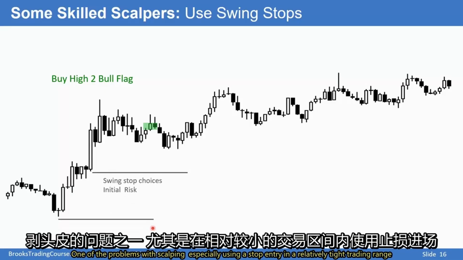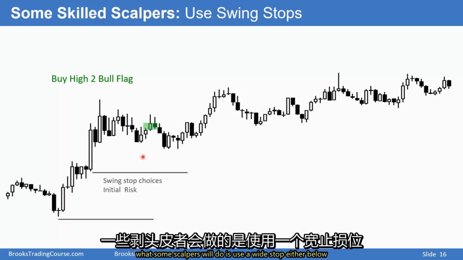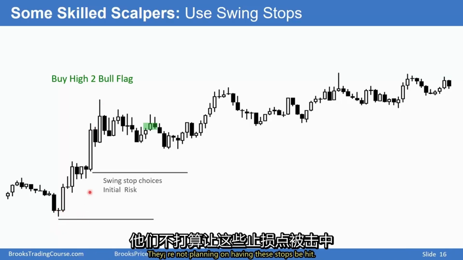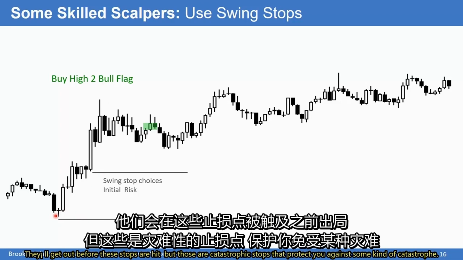What some scalpers will do is use a wide stop, either below the bottom of the bull breakout or, better, below the bottom of the entire bull leg. They're not planning on having these stops be hit. They'll get out before these stops are hit. But those are catastrophic stops that protect you against some kind of catastrophe.